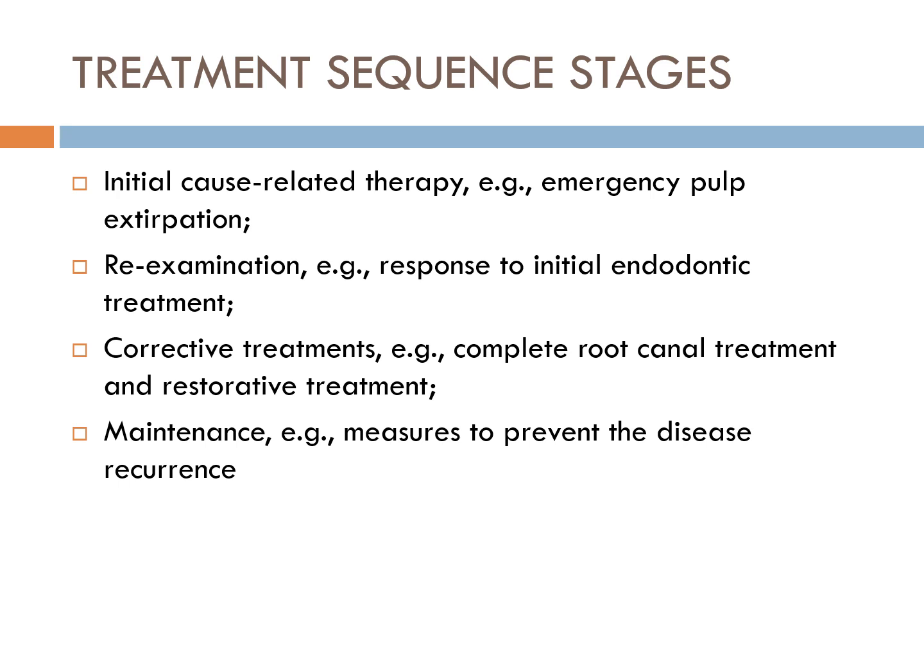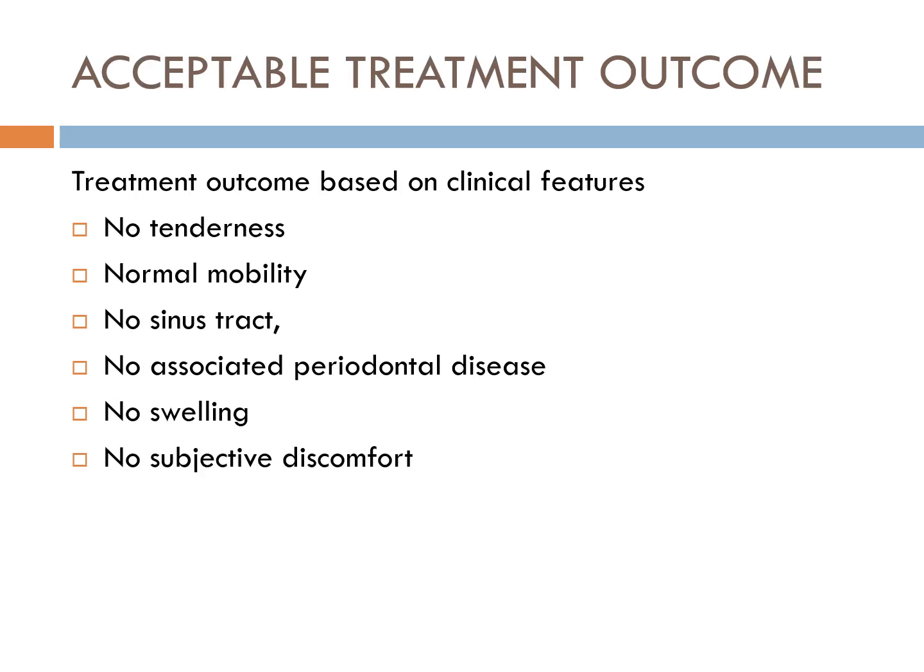Now, the treatment sequence stages are in this order: initial cause related therapy, that is emergency pulp extirpation; re-examination, that is response to the initial endodontic treatment; corrective treatment, which includes complete root canal treatment and restorative treatment; and maintenance, which includes measures to prevent disease recurrence. Now, based on this, how can you evaluate an acceptable treatment outcome?